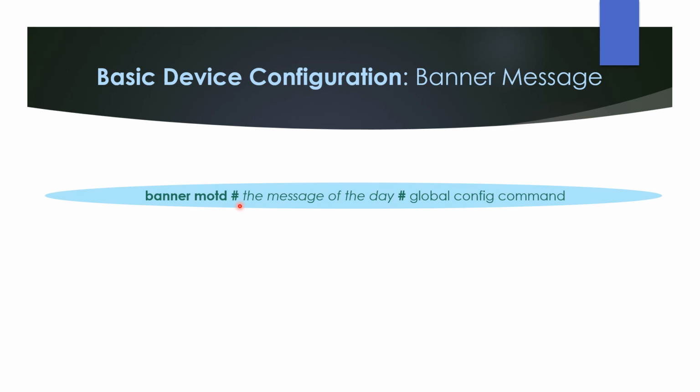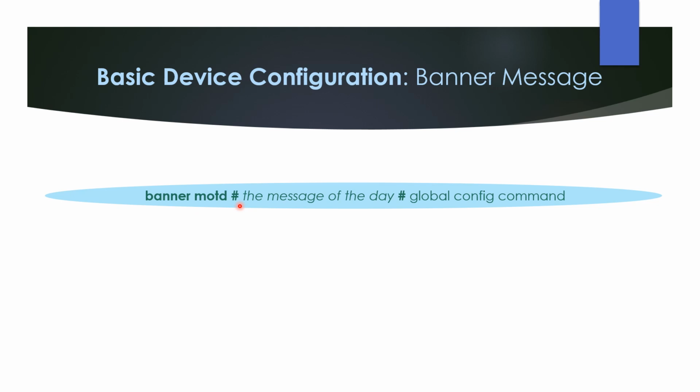It is entered before and after the message. The delimiting character can be any character as long as it does not occur in the message. For this reason, symbols such as the hashtag are mostly used. After the command is executed, the banner will be displayed on all subsequent attempts to access the device until the banner is removed.